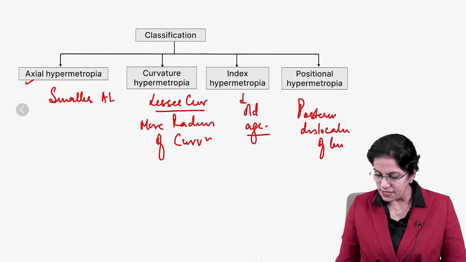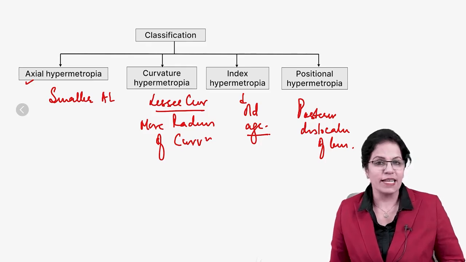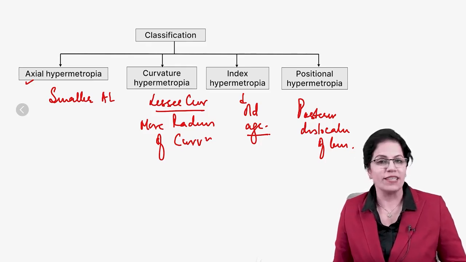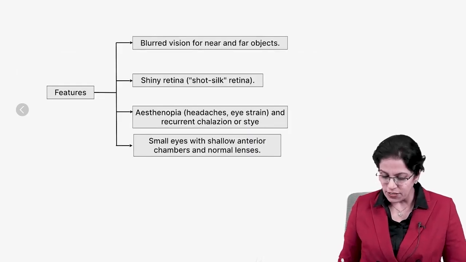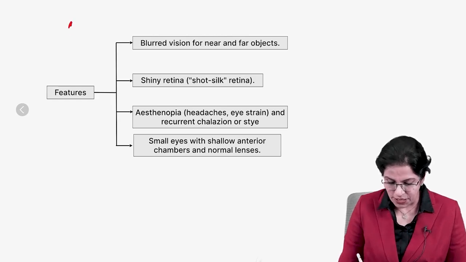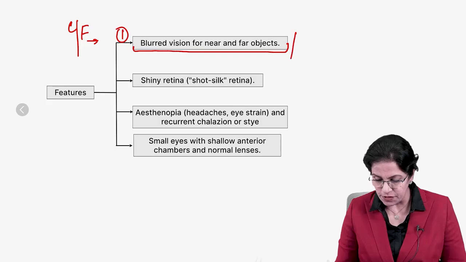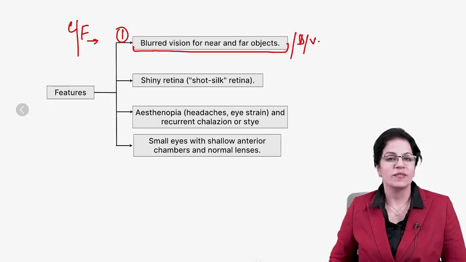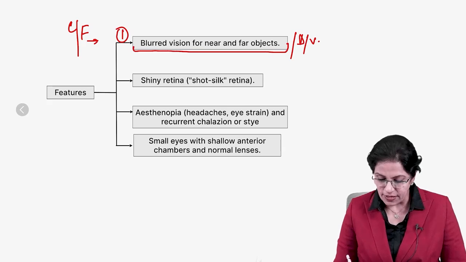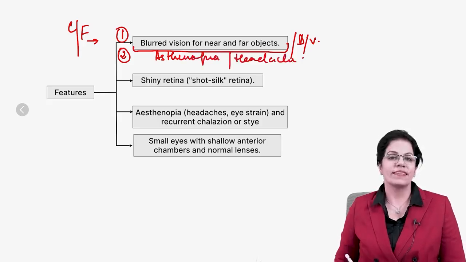Okay, so this time this is hypermetropia, which is axial hypermetropia, curvature hypermetropia, index hypermetropia, or positional hypermetropia. Coming back to the clinical features, what will the patient complain of? As I told you again and again, blurred vision and diminished vision for both far and near. Secondly, the patient will complain of asthenopia and headache, right?